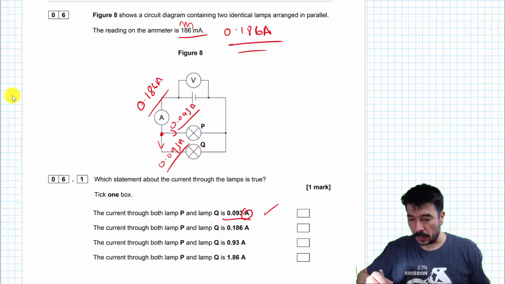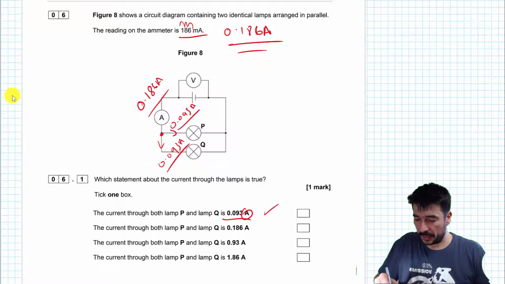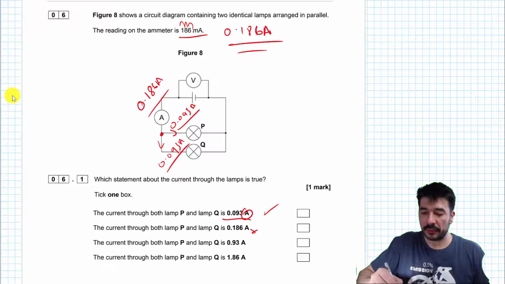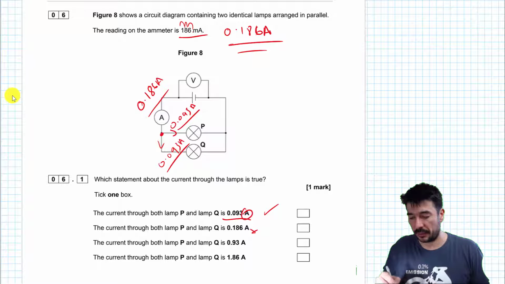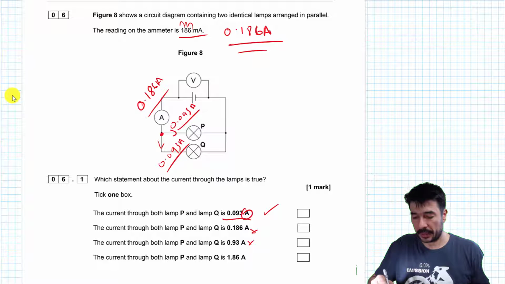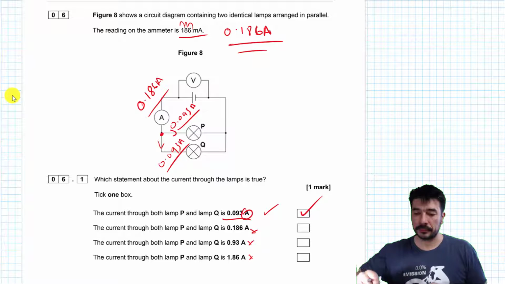0.186. Well, it was milliamps. 0.86 amps. So they've done the conversion correctly, but they haven't divided it as it splits. So it can't be that. 0.93 amps. Again, half of 0.186 is not 0.93, it's 0.093. So that's not right. And again, conversion has been done wrong there. So I'm happy that this is the correct answer.